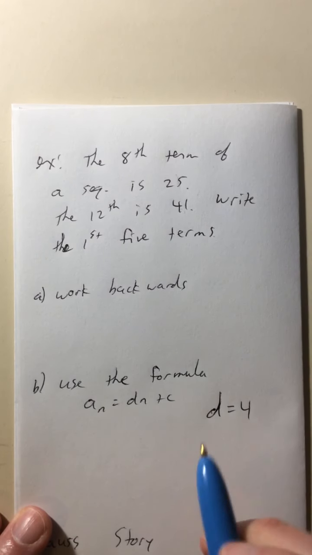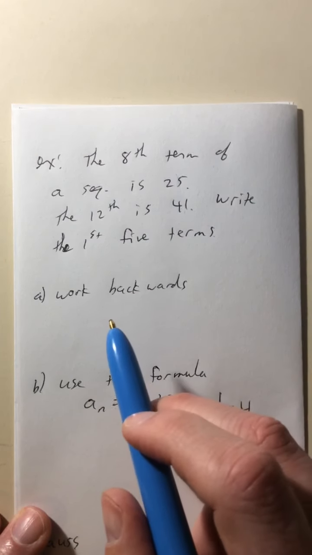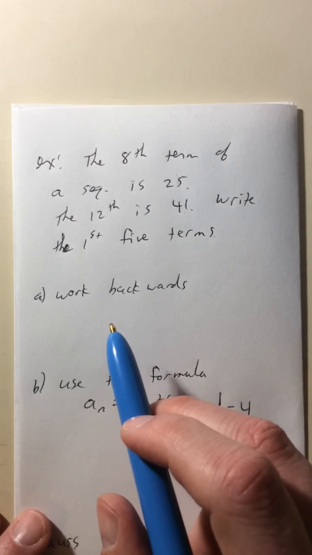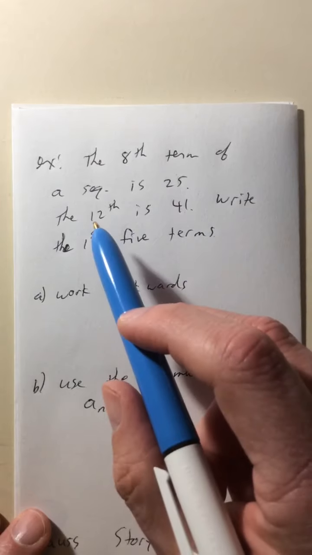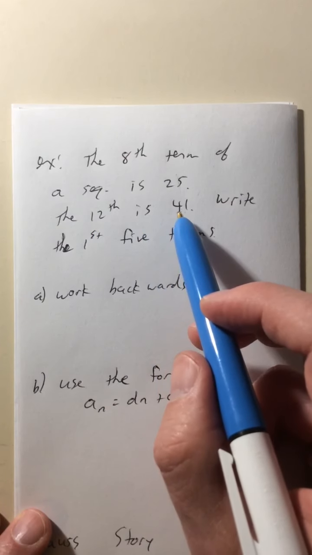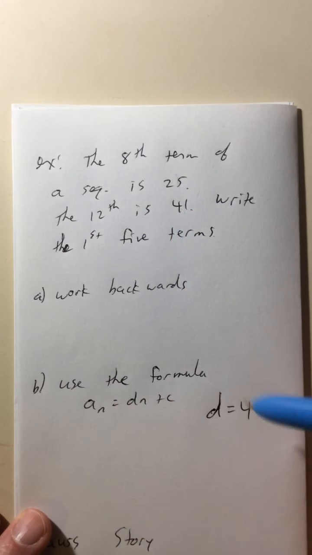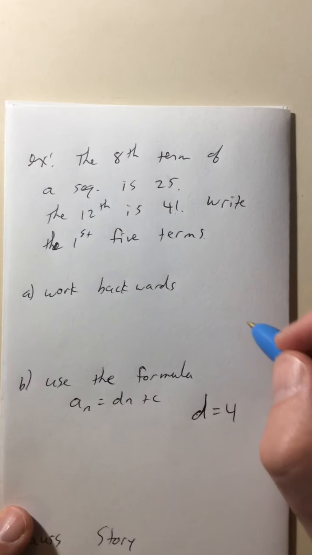Because I'm going to use that here on this part. But I want to work backwards first. Just kind of use some common sense here. So we want to write the first 5 terms. All right, well, I know the 12th term is 41. I know the common difference is 4. So I can just kind of count backwards here.